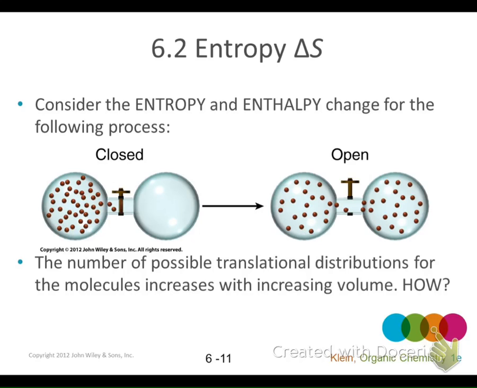Okay. So as it turns out, the number of possible translational states that are available are related to how much space the molecule has. So if I make these sides the same, and then the gas molecules go over to here, I'll get an equal distribution of molecules on both sides. It becomes an equilibrium. This is why the molecules move. Increase in overall entropy as the gas molecules move from the left side to the right side.